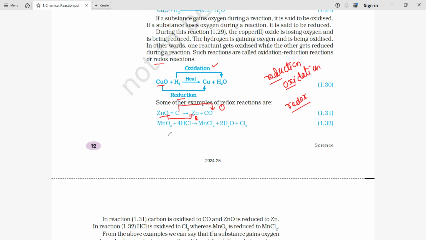Similarly, another reaction we have MnO2 plus 4HCl. Then we are getting MnCl2 plus 2H2O plus Cl2. So now again this MnO2 is going to lose the oxygen and it is changed to MnCl2. So here, what's happening? Reduction. And whereas HCl is being added, the hydrogen of this HCl is going to attach with oxygen. So the hydrogen from here is changed to the water. So here oxidation takes place. Who is oxidized? And finally here we have chlorine.